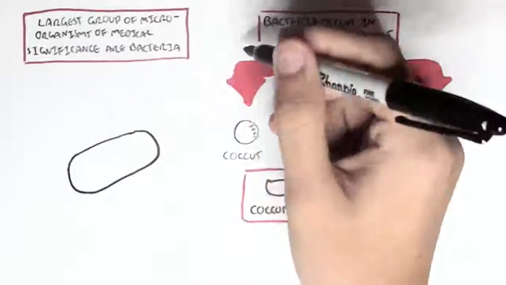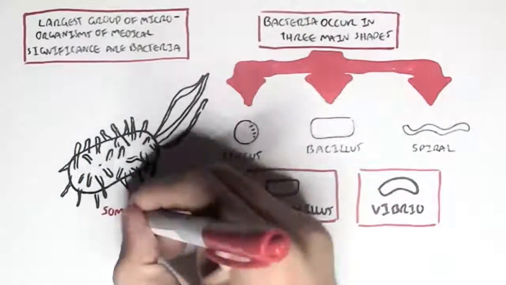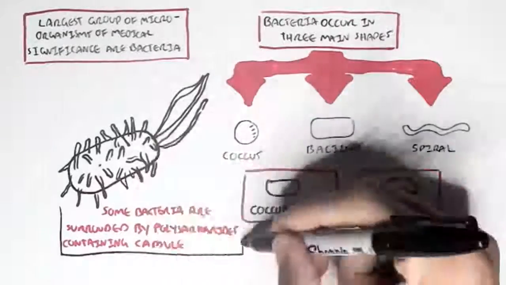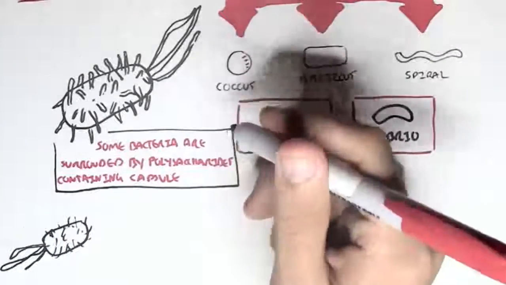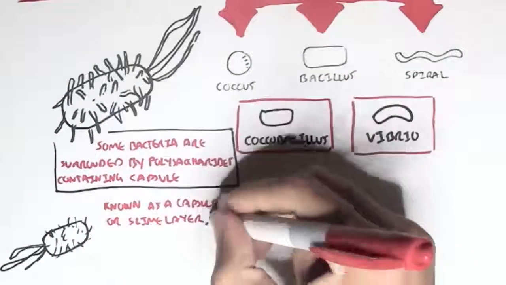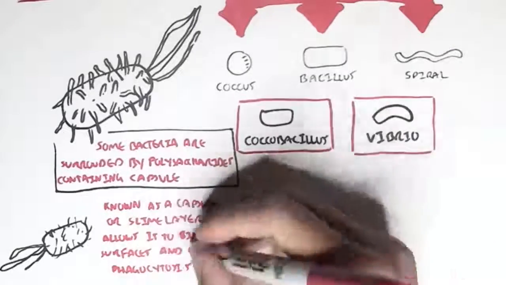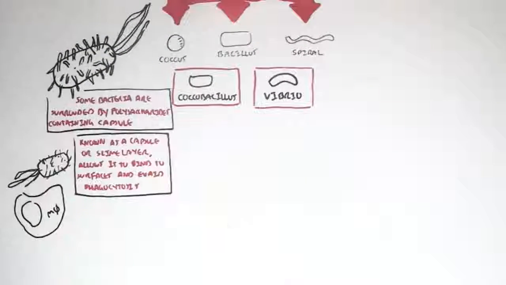Now, some bacteria are surrounded by a capsule containing polysaccharides. This capsule, also known as a slime layer, actually allows the bacteria to bind to surfaces of different cells in our body, for example, and also to evade phagocytosis, to avoid phagocytosis. So it's very important, essentially, for the bacteria's survival.